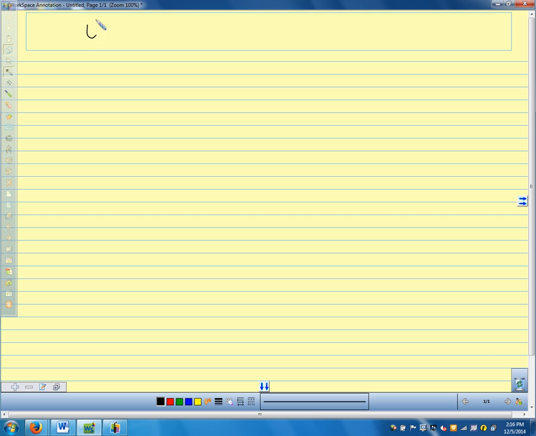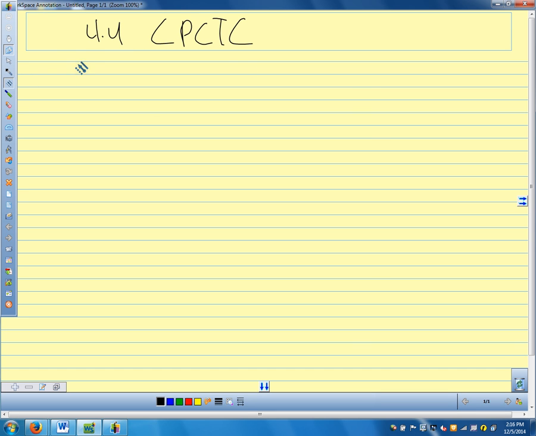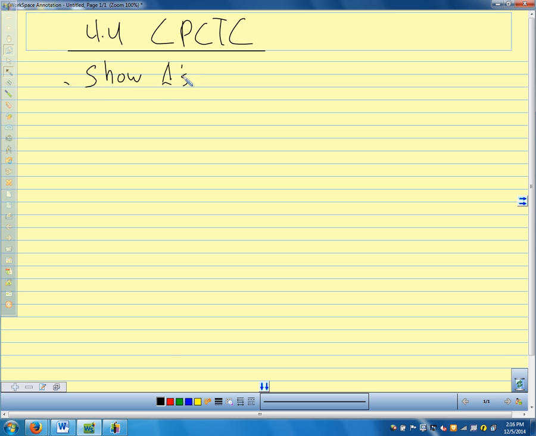We're in section 4.4, and we're going to talk about CPCTC. All right, so what we've done so far in chapter 4 is we've figured out several different ways to show that triangles are congruent. So we have a bunch of ways to show triangles congruent. Side, side, side.